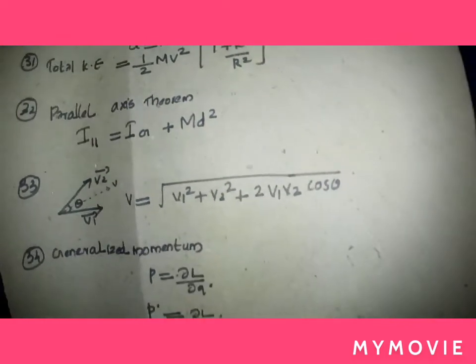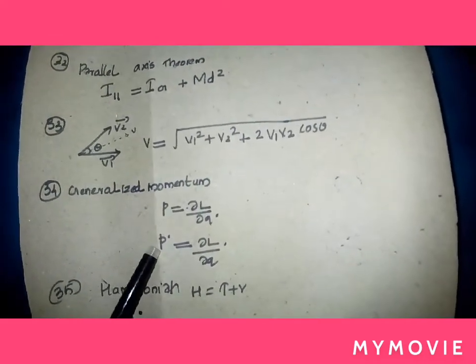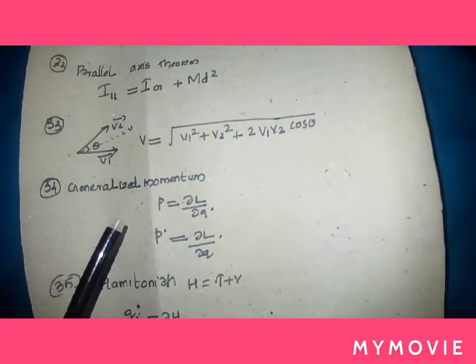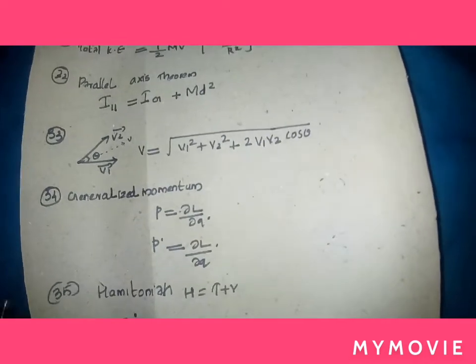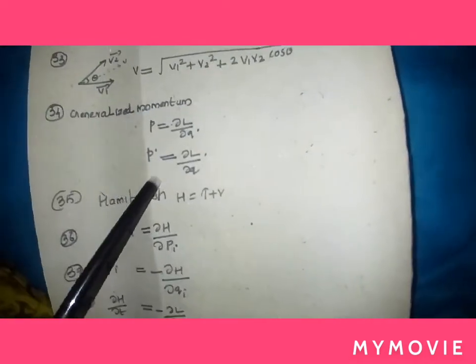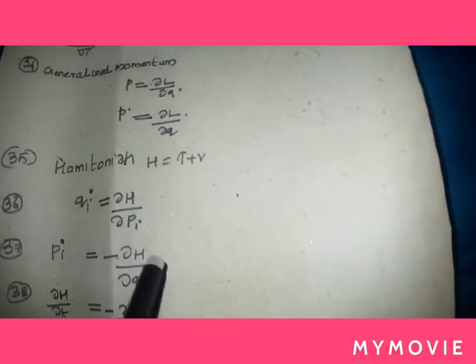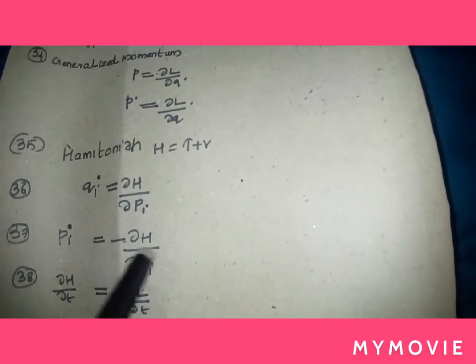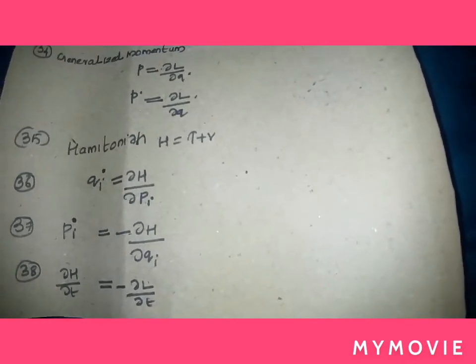Generalized momentum P is equal to dou L by dou q dot. P dot is equal to dou L by dou q, where P is momentum, L is the Lagrangian, q is the generalized coordinate, q dot is the generalized velocity. Hamiltonian H is equal to T plus V. Qi dot is equal to dou H by dou Pi, Pi dot is equal to minus dou H by dou Qi, and dou H by dou t is equal to minus dou L by dou t.